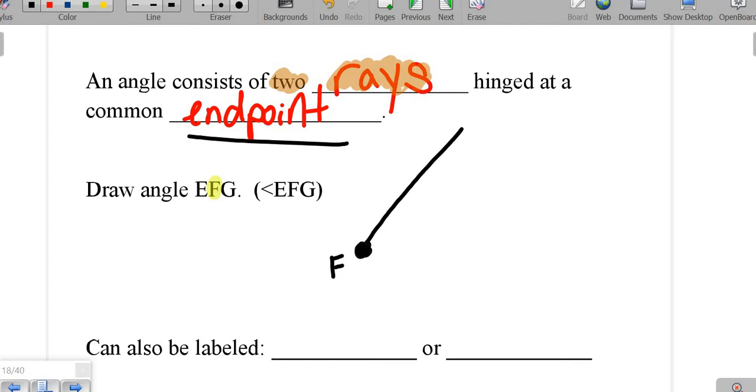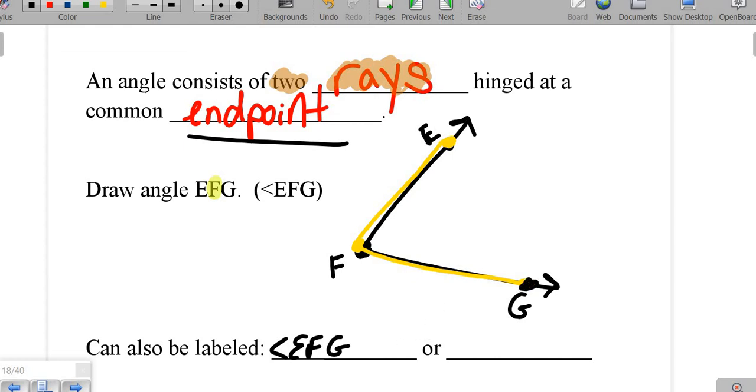And that means I have one ray, like this, and another ray like this. Notice I'm following the letters point by point, E, F, G. Now this angle you can go E, F, G, or you can go the other direction and name it G, F, E. I'd like you to write this down, please.